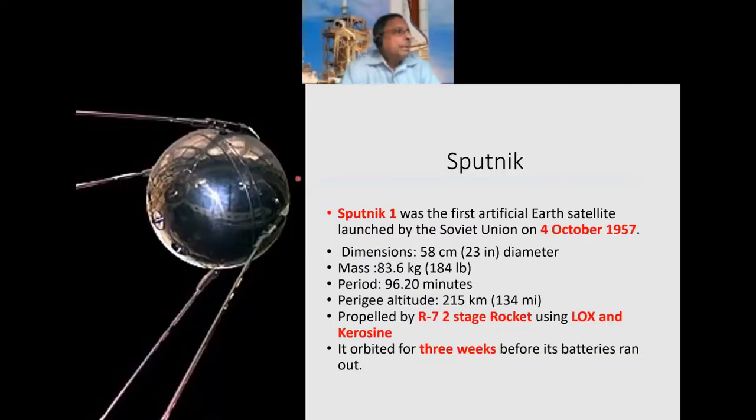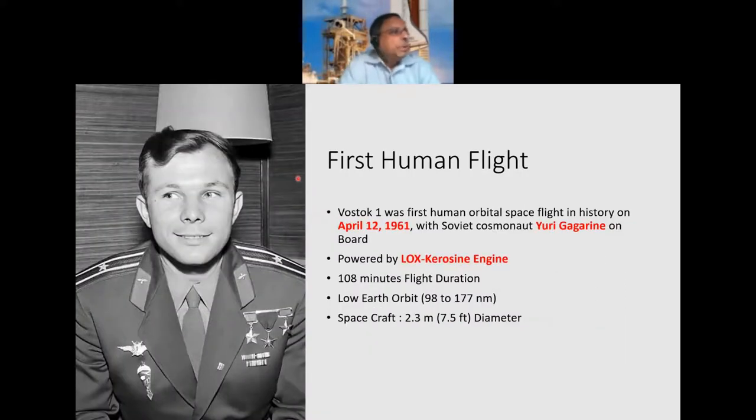So with Sputnik in 1957, that was the dawn of space exploration. A 2-feet diameter satellite, a man-made object, was launched for the first time and orbited the Earth for 3 weeks. It was propelled by a LOX kerosene engine. That's the beginning. And then in 1961, Yuri Gagarin was the first human to orbit the Earth, just one time. It was a 108-minute flight in about a 7.5-feet diameter capsule.